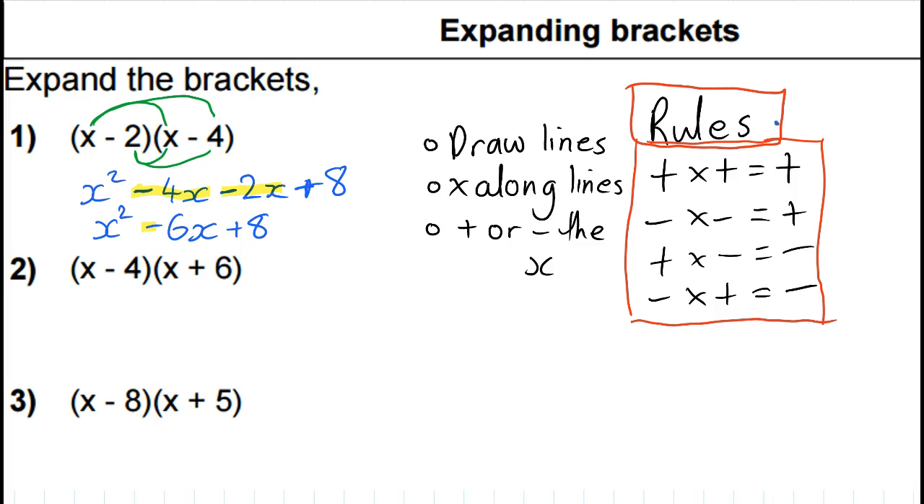x minus 2 times x minus 4 expands to x squared minus 4x minus 2x plus 8, which simplifies to x squared minus 6x plus 8. The key things to remember are to draw the lines so that you times everything and you don't forget anything, that you times along each line, and then that you simplify it at the end if you can. Just remember to use these rules and follow it step by step, and you should do really well.